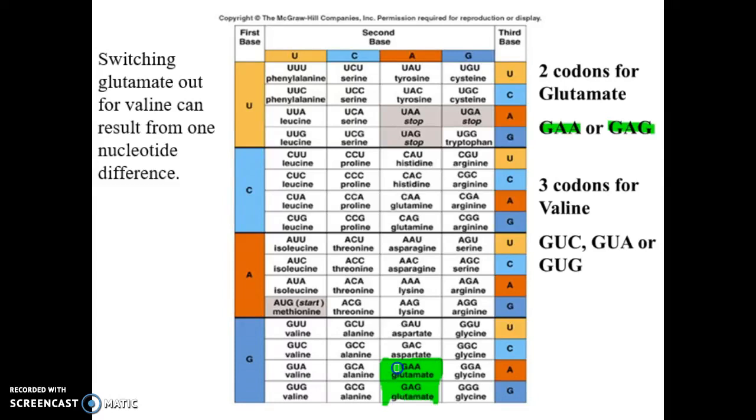But if something happens and you inherit this mutation from mom or dad, or mom and dad, then instead of GAA, maybe you have GUC, or you have GUA. I mean, that's one letter difference. Instead of an A, you have a U in the center there. Or GUG. So instead of an A in the center, you have a U in the center. That gives us valine instead. So valine: GUC, GUA, GUG. Three ways to get valine. Any of those at that particular amino acid point is going to lead to sickle cell anemia.